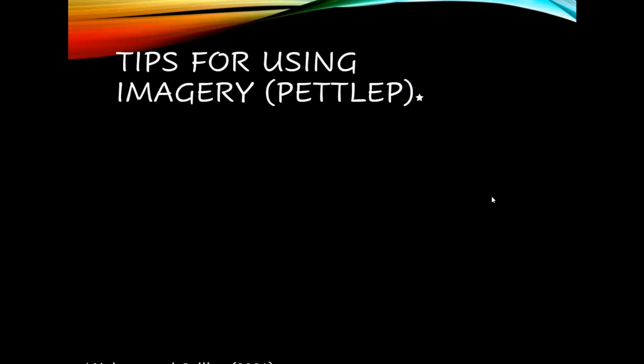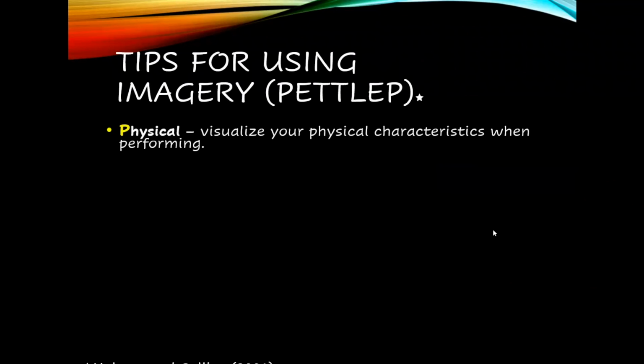This is great. So a few tips, you guys, really quick here for using imagery. The acronym that everyone likes to use is PETTLEP. Don't worry, you don't have to remember that. So the first P, physical. Make sure when you're practicing imagery that you visualize all of your own physical characteristics when you're performing. Because again, I really want you to practice imagery specifically for your sport and for your performance.